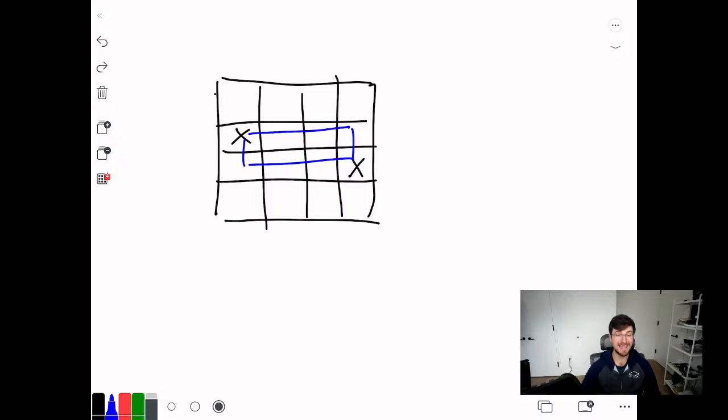Wait, no, okay, it can be straight. So just a single line counts. So they can be in the same row or same column, which is good for us to know.